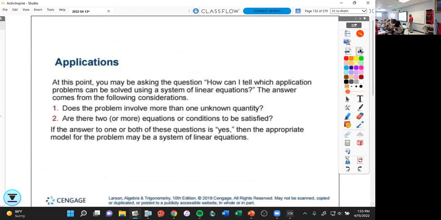Applications, word problems. At this point, you may be asking the question, how can I tell which application problem can be solved using a system of linear equations? The answer comes from the following. Number one, does the problem involve more than one unknown quantity? We need to know that. Number two, are there two or more equations or conditions to be satisfied? If the answer to one or both of these is yes, then the appropriate model for the problem may be, right? Doesn't have to be, may be a system of linear equations.